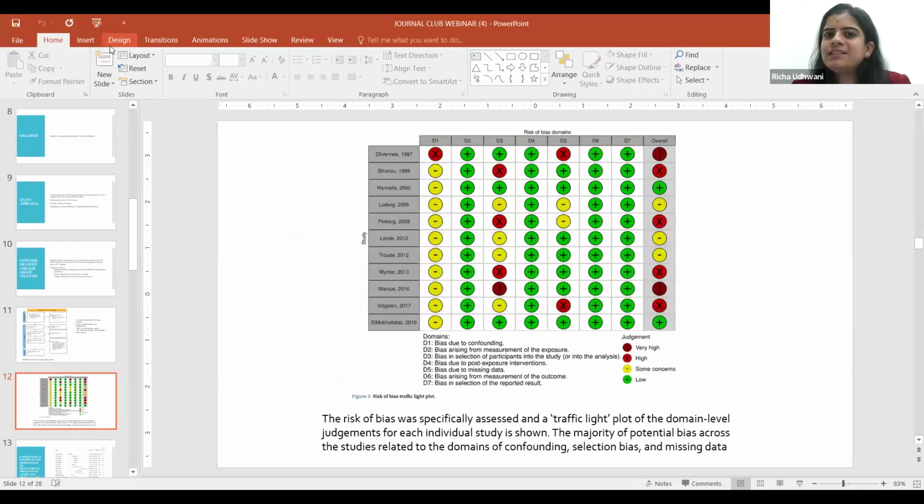After including these studies, for the risk of bias, different domains were checked in all these studies. The risk of bias was specifically assessed, and as we can see, a traffic light plot of the domain-level judgment was made. The majority of potential bias was seen related to the domains of confounding, selection bias, and missing data, as we can see in this picture.